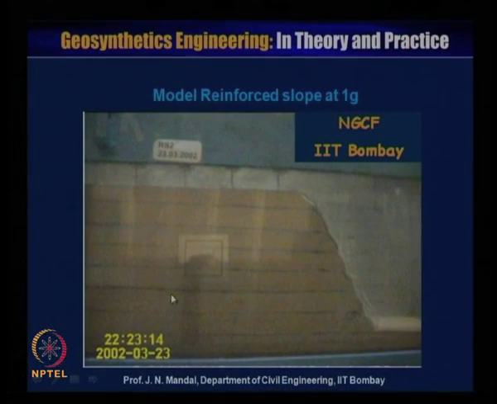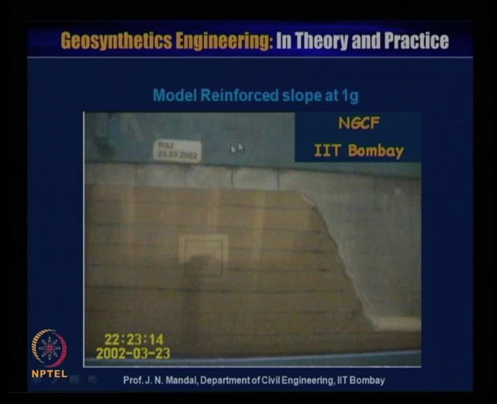Here, some experiments were also performed in 2002. Here you can see the number of layers of the reinforcement, this black color, and the sand has been used as a filling material. Then you have constructed a slope like this. So, this is the model reinforced slope at 1G.